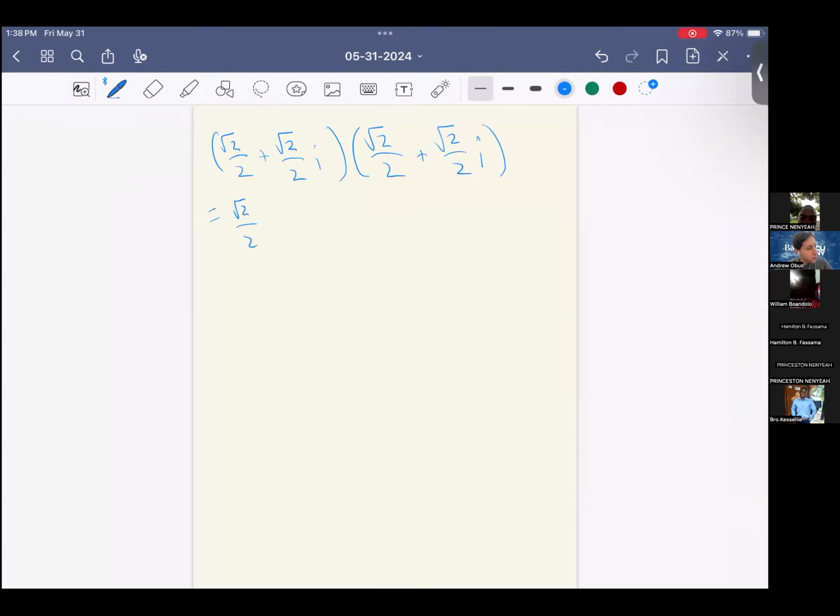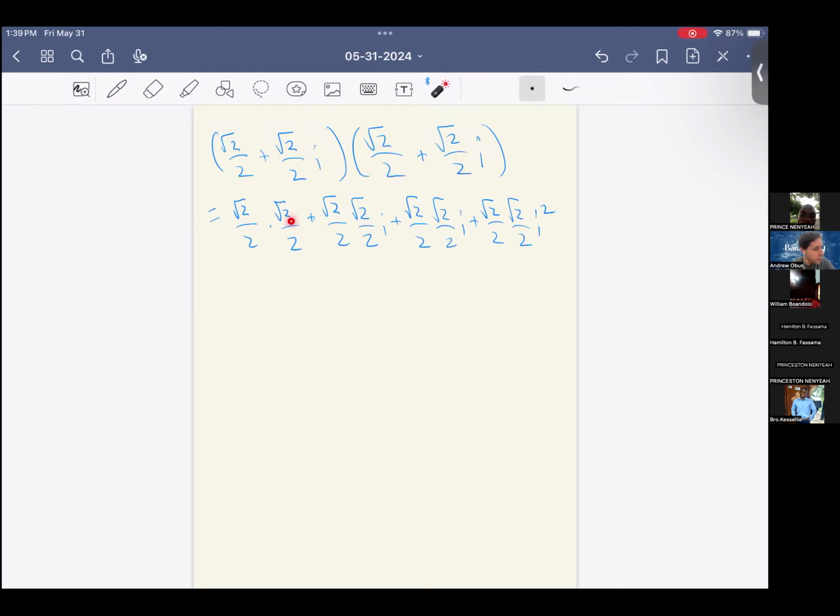We get square root of 2 over 2 times square root of 2 over 2, plus square root of 2 over 2 times square root of 2 over 2i, and then plus square root of 2 over 2 times square root of 2 over 2i, and then plus square root of 2 over 2 times square root of 2 over 2i squared. Right? This is what happens when you take all four terms. The first term is these, then for the i's you get the middle two terms, and then the outer two terms, and then lastly you get these.